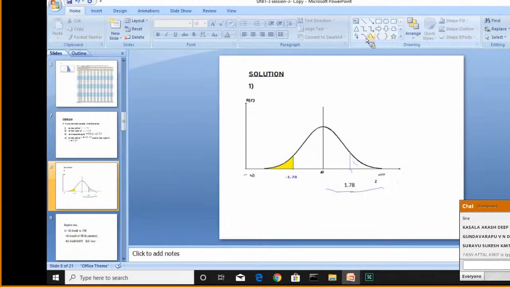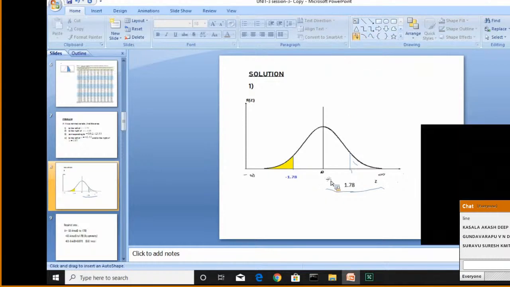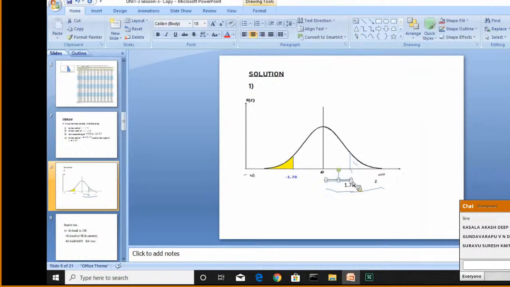And we will subtract the value from 0 to 1.78. We will subtract. From where we will get.